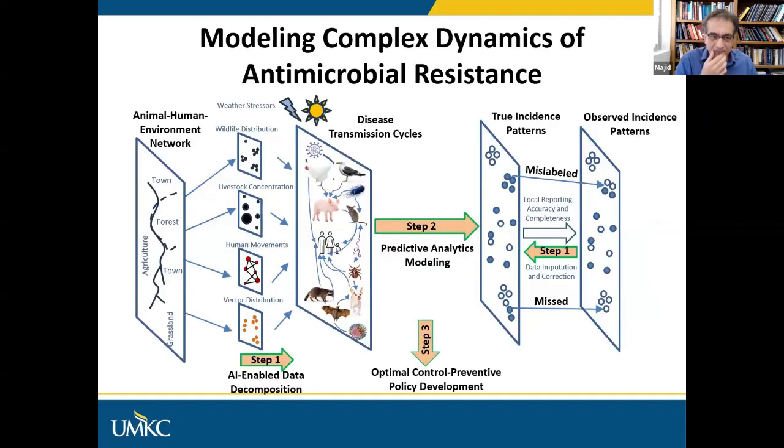When we get to the modeling, One Health modeling for complex dynamics of antibiotics, we can see, starting from the left-hand side, that we have a complicated network that includes environment, human, and animal. And then we can use AI, but we have to be very careful.